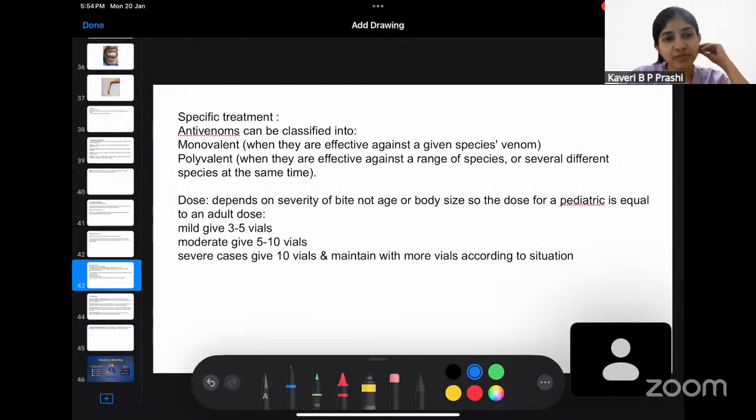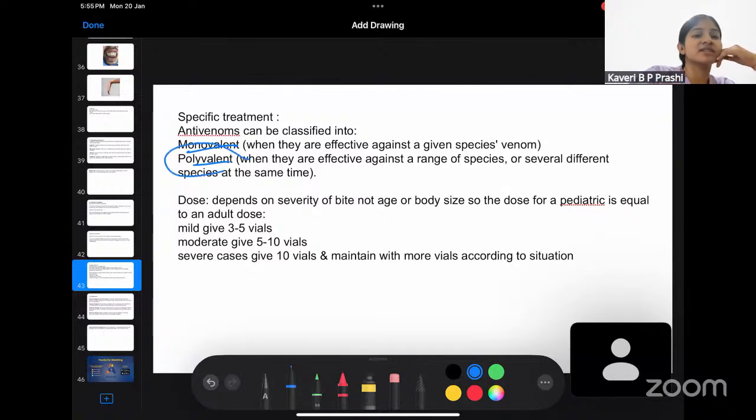You give antivenoms, and there are two types. You have the monovalent antivenom and the polyvalent. What is meant by monovalent? That is, they are effective against only a particular species, whereas polyvalent means they are effective against a range of species, or several different species at the same time.